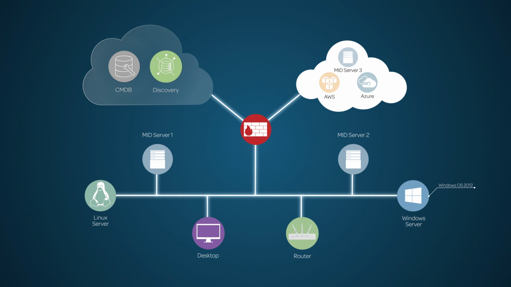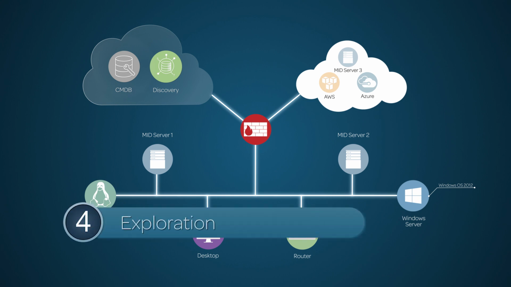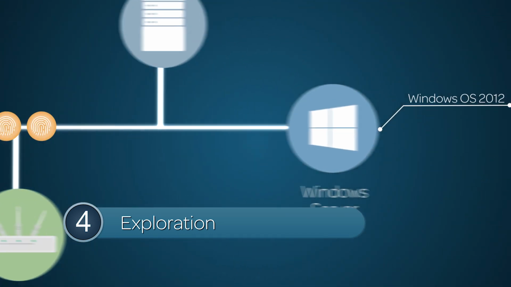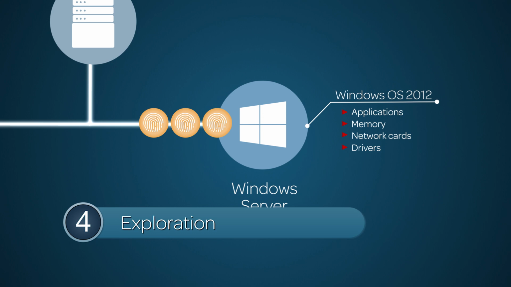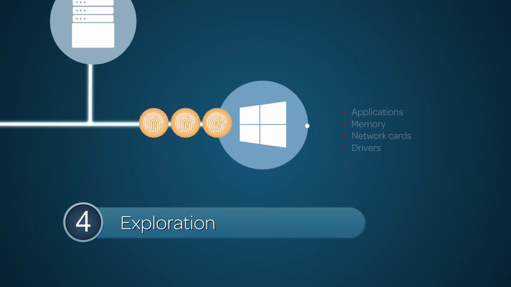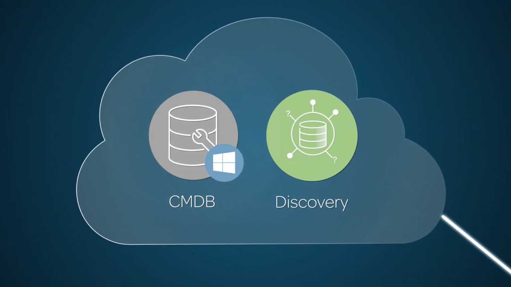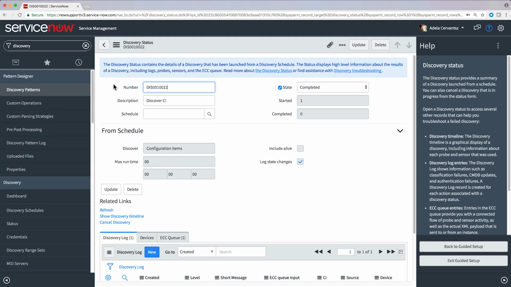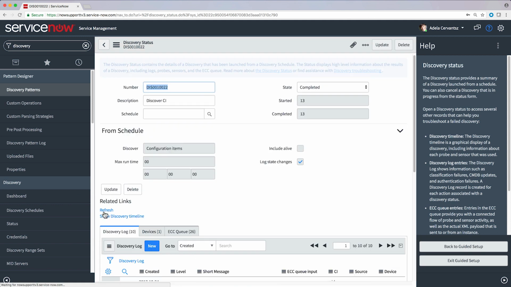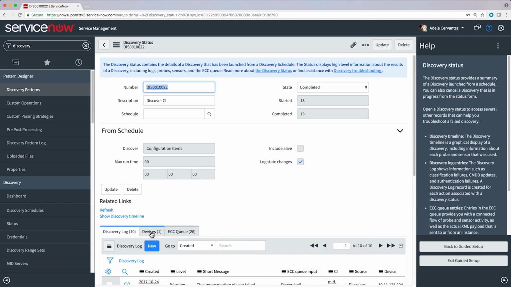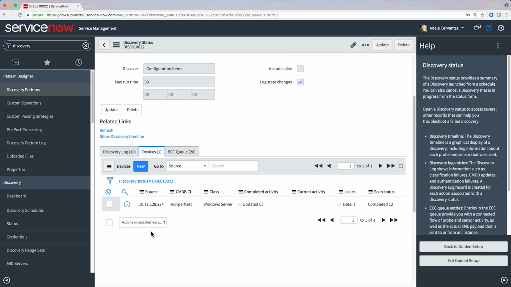Once identification is successfully completed, the fourth phase, exploration, launches probes to gather additional information about the device, like the applications running on the device, and attributes such as memory, network cards, drivers, and more. Discovery processes the results and updates the CMDB. When the quick discovery status is completed, we can see if a CI was created or updated. We can view the record of a newly discovered CI in the CMDB.